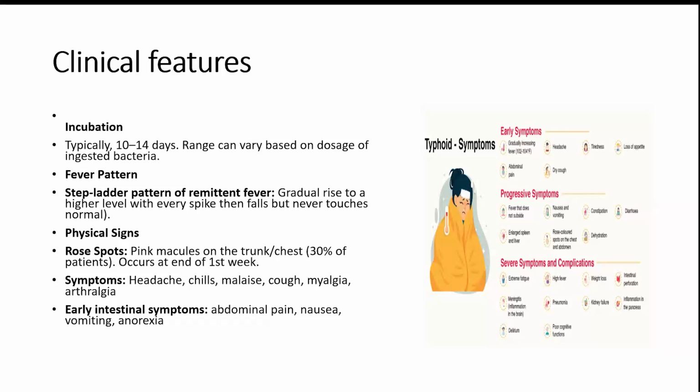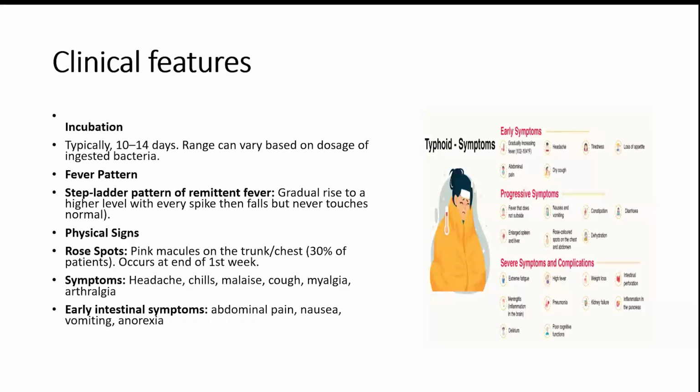As far as signs are concerned, rose spots are usually seen on the trunk and chest, but they are seen in the Western population more than in the Indian population. The symptoms are very much common with viral fever. They consist of headache, chills, malaise, cough, myalgia, and arthralgia.